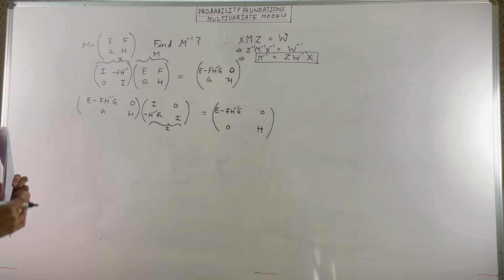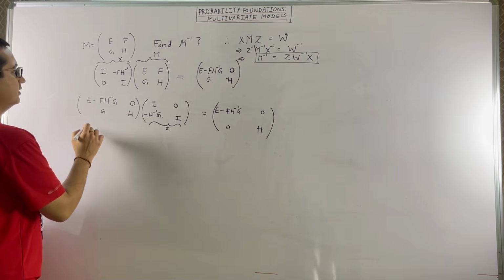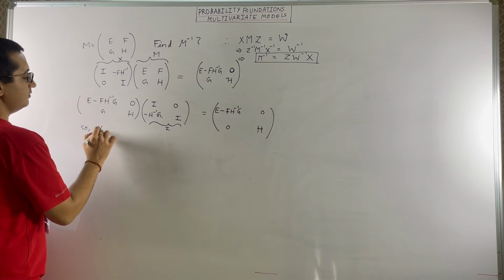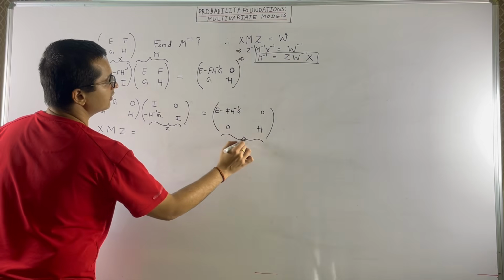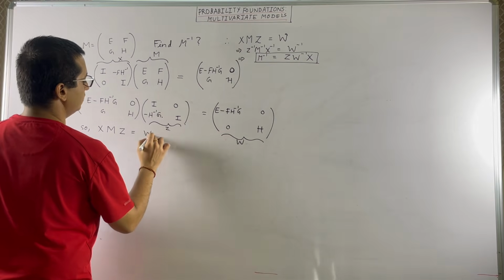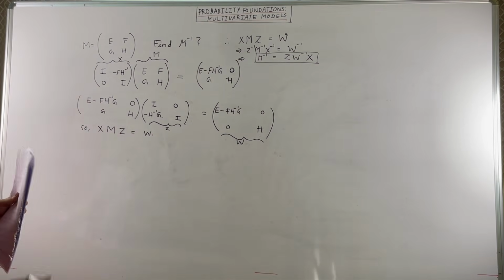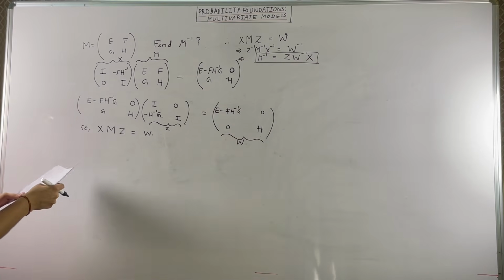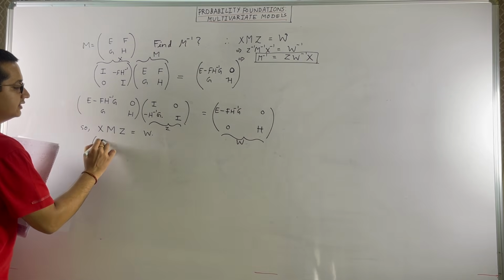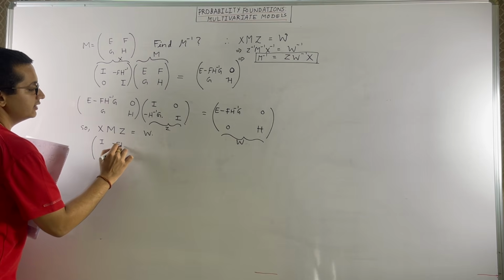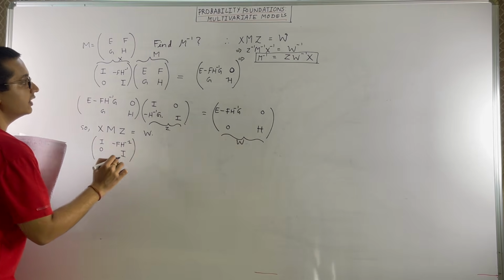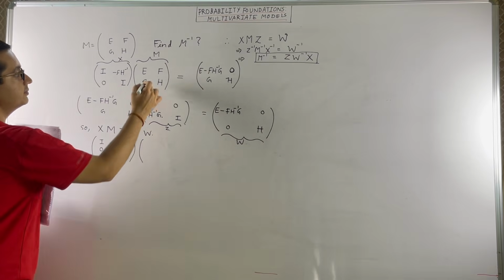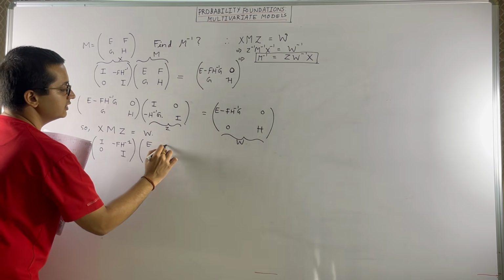All right, so now you see the interesting thing, XMZ is some W which I have got. All right, so how can I write this entire thing down? So X is this: I, minus FH inverse, 0, I. All right, M is this part: E F G H.